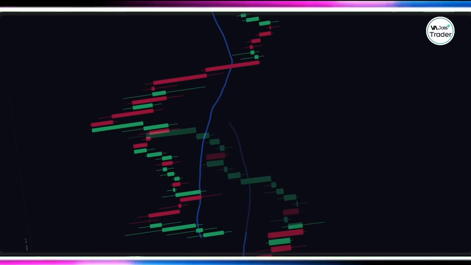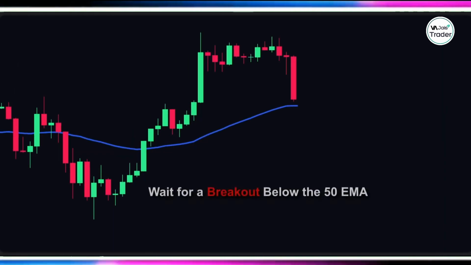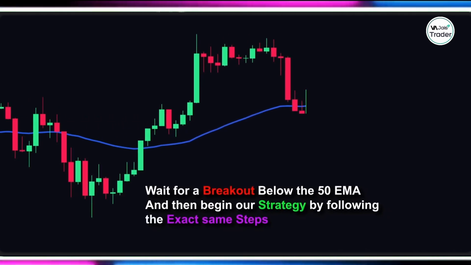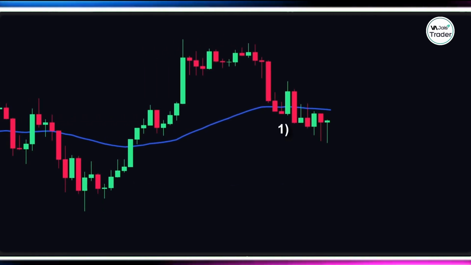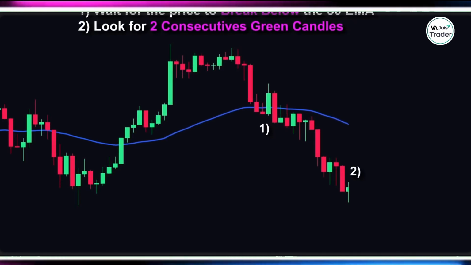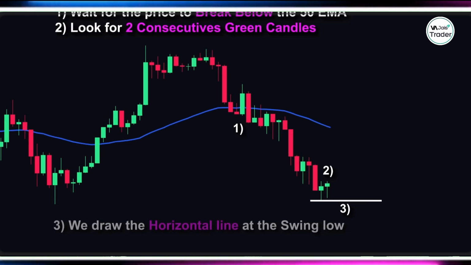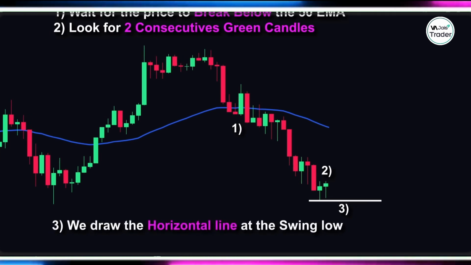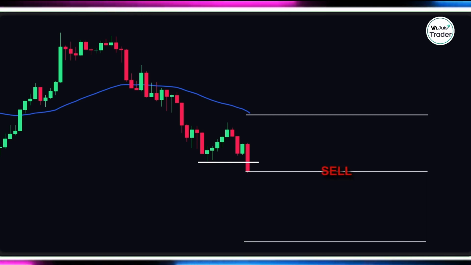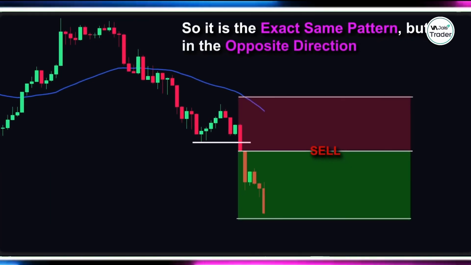If we take a chart that's trading above the 50 EMA, such as this one, wait for it to break out below it, and then begin our strategy by following the exact same steps, which in this case, we wait for the price to break below the 50 EMA. So when we get a dip below it, we're then going to look for two consecutive green candles, so that we can draw the horizontal line at the swing low. And then, when price reverses and dips below that low, that's where we have a sell opportunity. So it's the exact same pattern, but in the opposite direction.